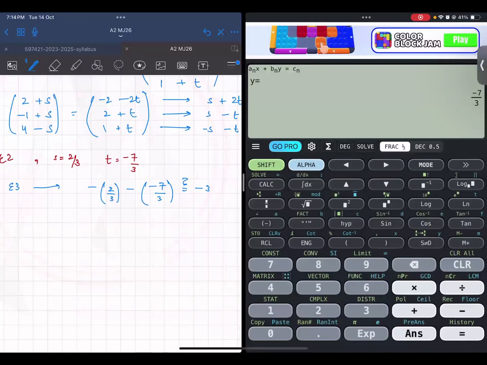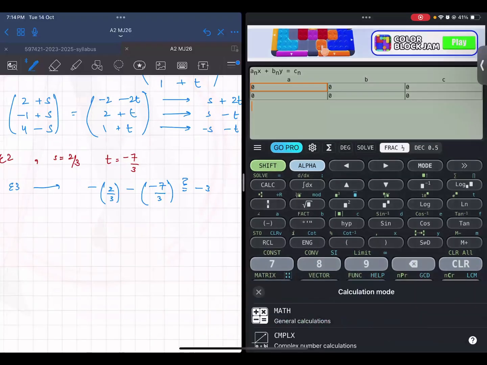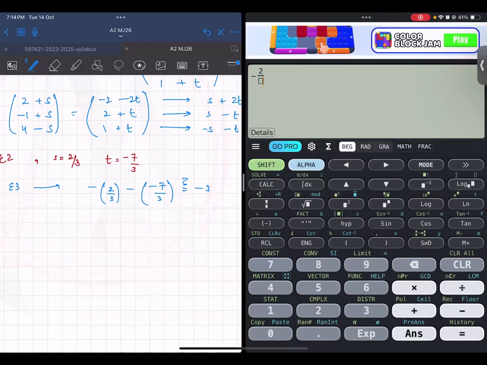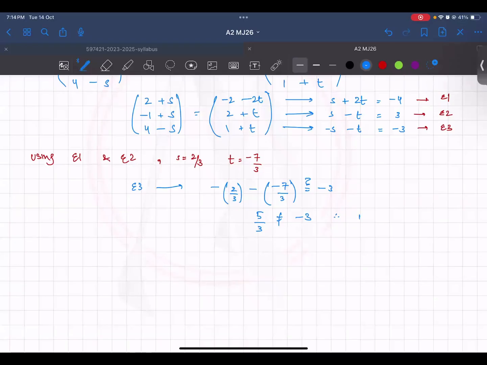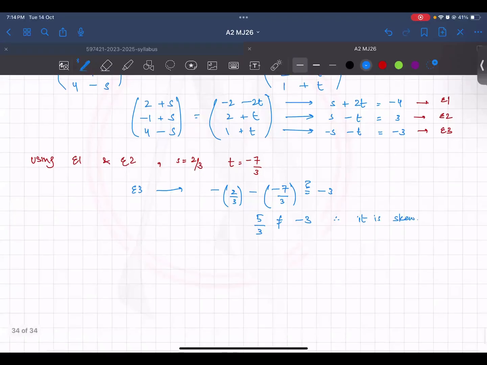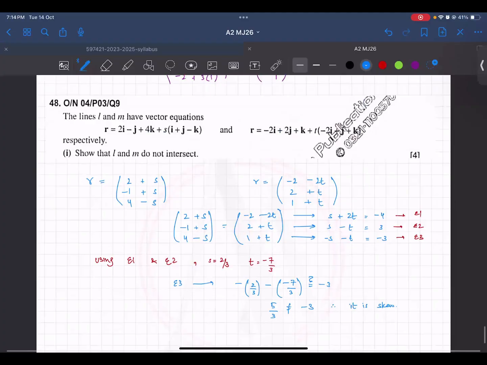I don't think so. Minus 2 upon 3 plus 7 upon 3, so 5 upon 3. So look, 5 upon 3 is not equal to minus 3. So therefore, it is skew. There is no point of intersection. If the third one is also satisfied, then they are intersecting fully.